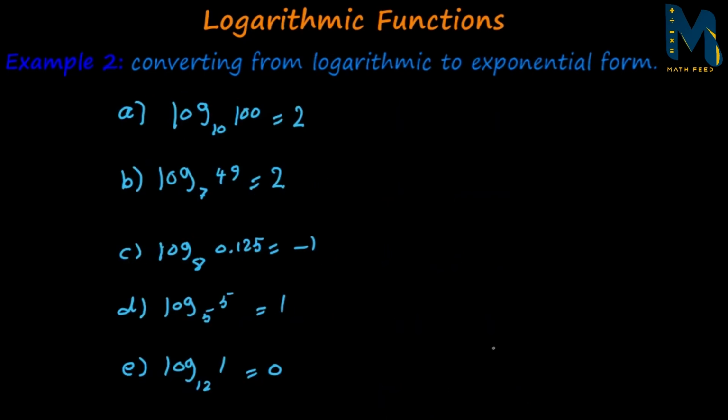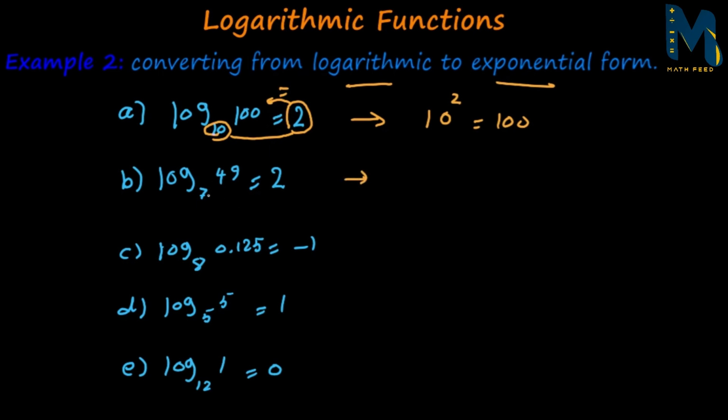Now in example 2, converting from logarithmic to exponential form. This is the same process. We have the base, which is 10, and our exponent we have here, equals 100. Or we can simply write it this way: 10 to the power 2 equals 100. We can do it like that.